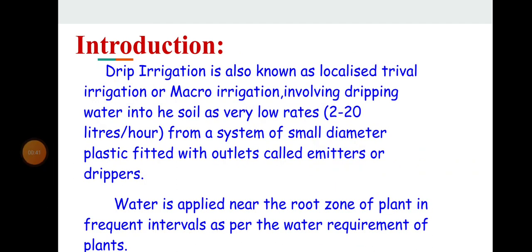Moving on, what is drip irrigation? Drip irrigation is also known as localized, trickle, or micro irrigation. It involves dripping water into the soil at very low rates. It needs 2 to 20 liters per hour. Next, it is the irrigation method which takes water and fertilizers to the soil. It goes through the main line and subline, and the water is passed on to the plants at the surface of the roots and the soil.